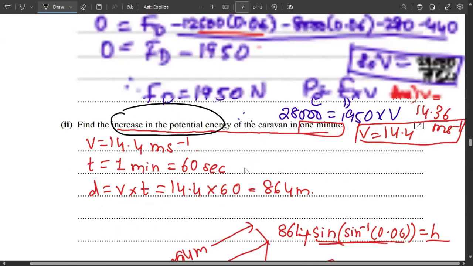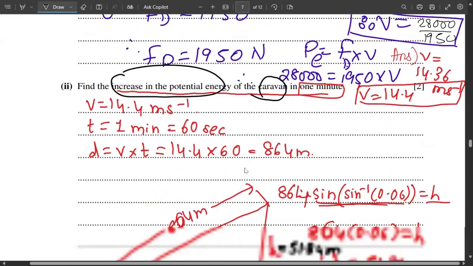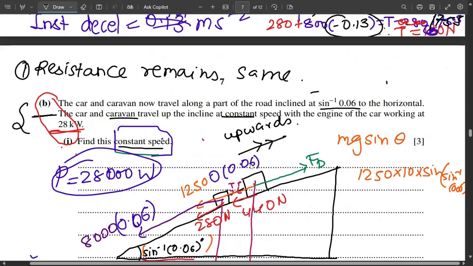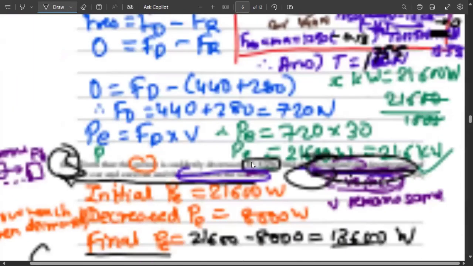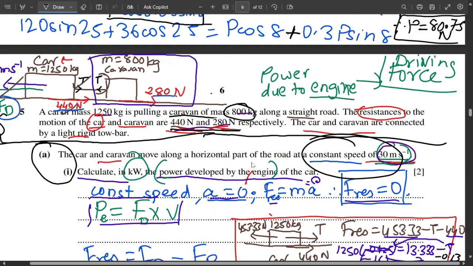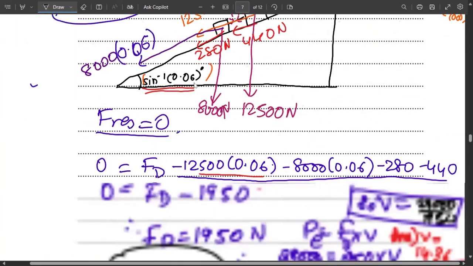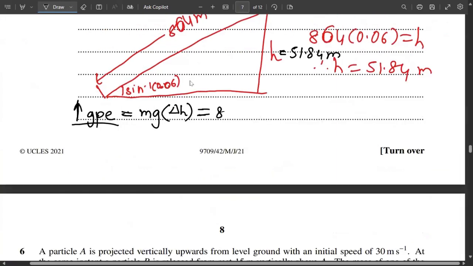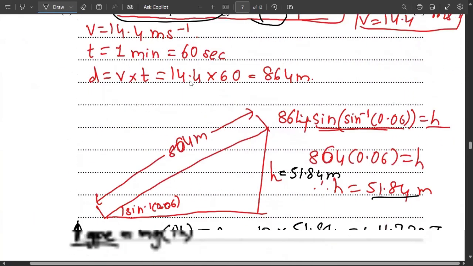So, mass of the caravan. Okay. So what will be the mass of the caravan? Mass of the caravan is I guess 800. Yeah, caravan of 800 kg. So mass of the caravan is 800. Acceleration due to gravity is 10. Increase in height is 51.84. So GP is 8,000 into 51.84. And so this will be a huge answer of 414,720 joules. Yeah, and we are done here.